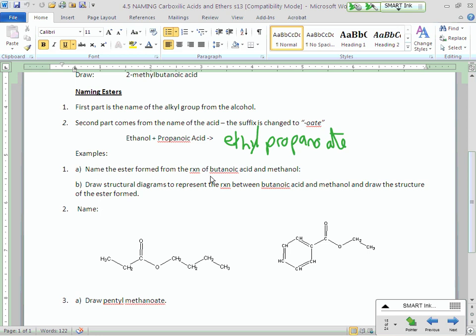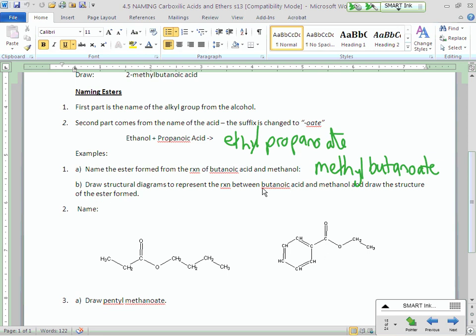Okay, now here's another example. Name the ester formed from butanoic acid and methanol. So here's another example problem. What's its name going to be? Yeah, good stuff. Methyl, we'll give that an upstanding L. Butanoate. All right? Make sense? Okay.